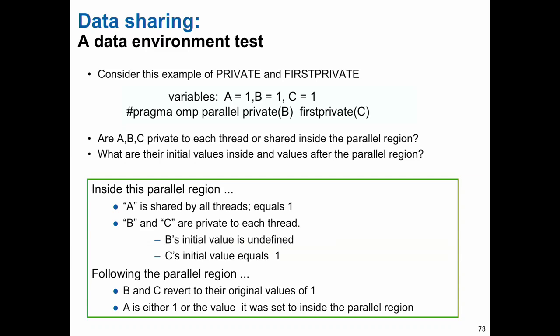Now, we get to the end, and what are our values? What's the value of B after I leave the construct? 1? It's 1. It goes back to the original value. What's the value of C? It's 1. It goes back to the original value. Okay? And what's the value of A? It's whatever you got from inside the parallel region.